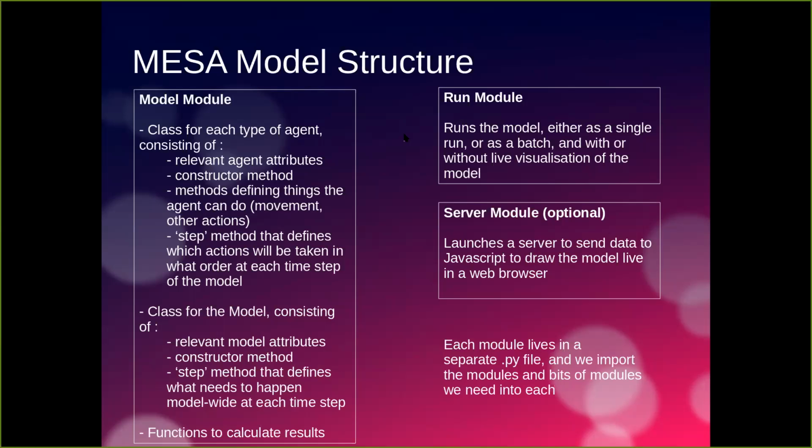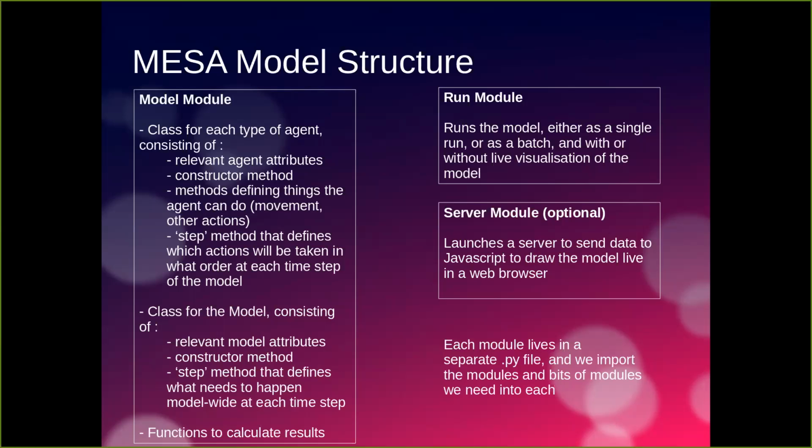We would have various methods that would define the things that the agent can do, i.e. moving or other actions, foraging for food, whatever it may be. And we also have a step method. That's unique to MESA in that what the step method does is it defines which actions will be taken in what order at each time step of the model. So so far you've seen having a constructor and various other methods in your attributes, but in MESA you also need the step method. So there's another method that basically says, okay, at each time step in the model, I want you to do that if that's true, and then do that if that's true, etc. You'll see an example of how that works.